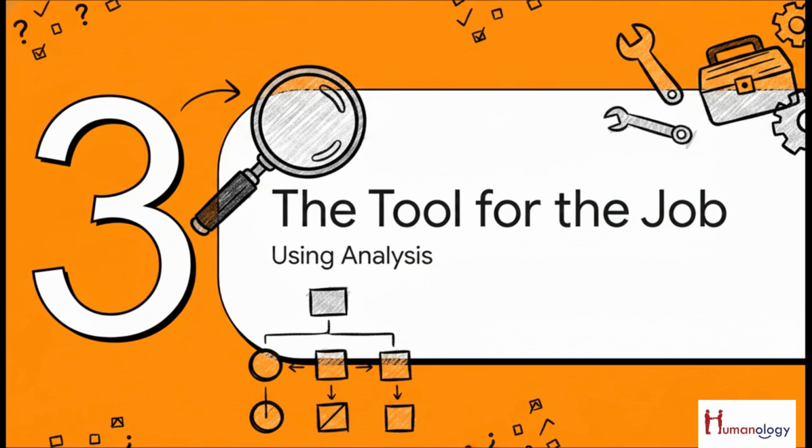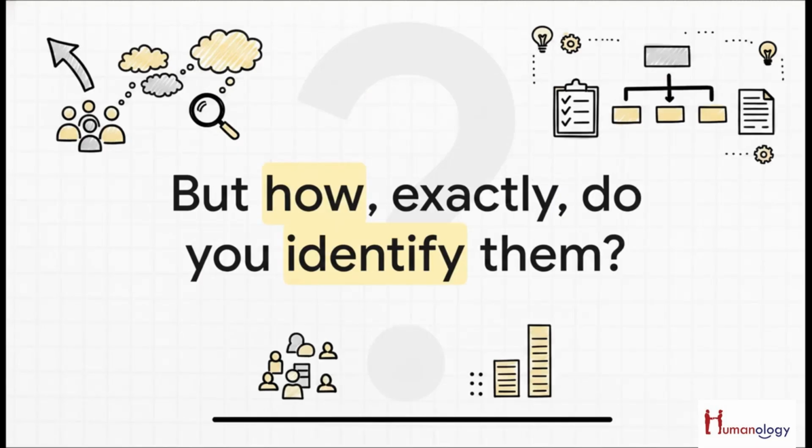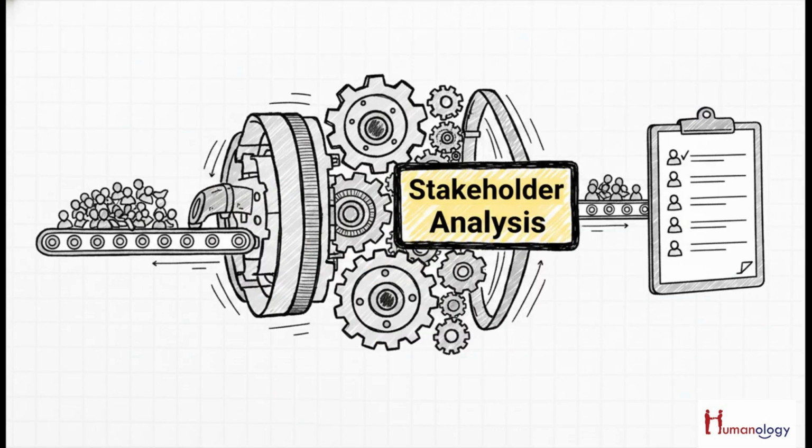But here's the thing, you can't just guess, right? Great projects aren't built on guesswork. We need a real method, a proper tool to get this done right. So that brings us to the obvious next question. How do you actually do it? How do you go from this kind of fuzzy idea of people involved to a solid written down list? What's the technique? The answer is a process called stakeholder analysis.